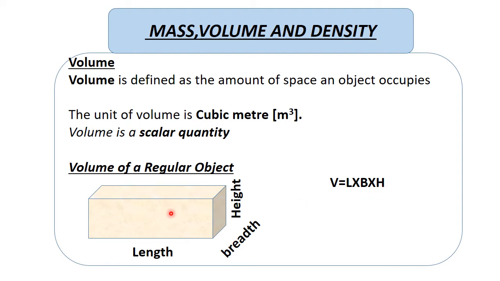Given any other regular object, so long as you can measure its sides, you just have to multiply this side and this side. For example, you can be given a cube. A cube has this side and this side the same. So what you have to do is just multiply this and this.